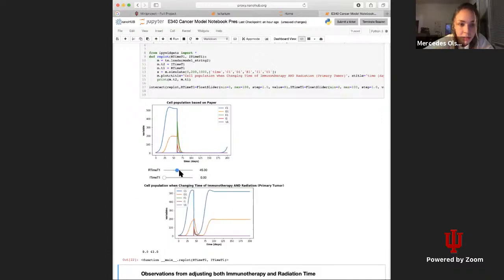So again, here's the baseline of 60 days and what happens, but what happens when radiation is at 45 and then you put the immunotherapy before it, or you put the immunotherapy after it, and then vice versa as well.